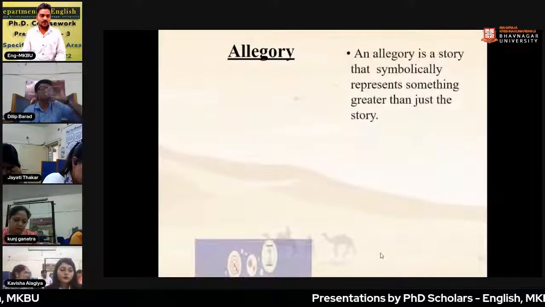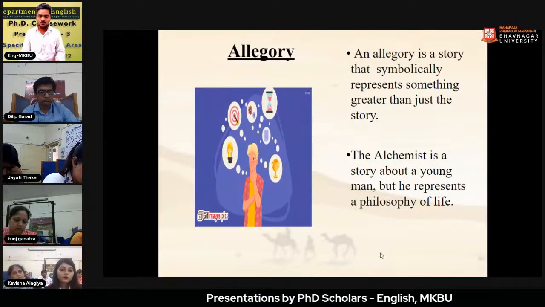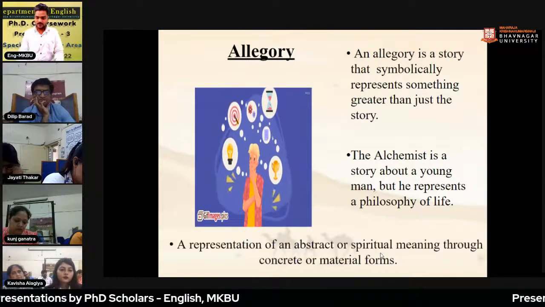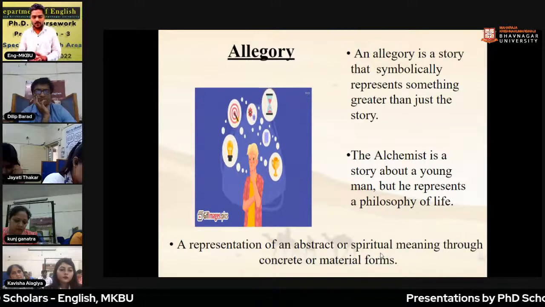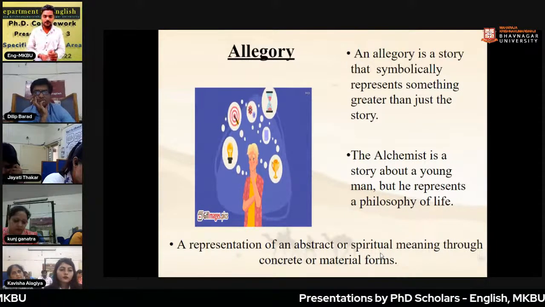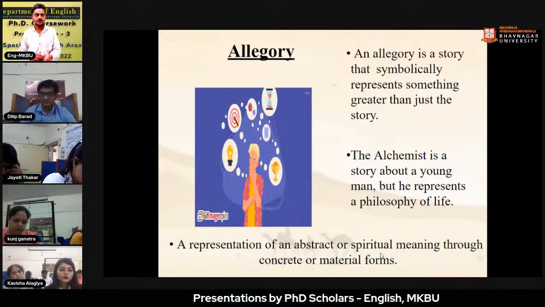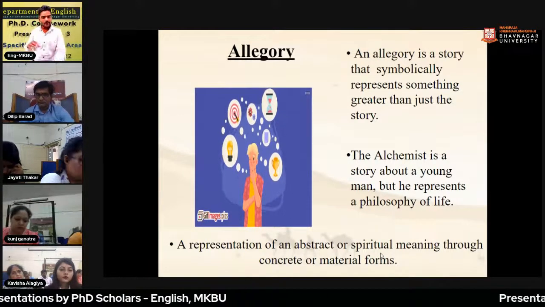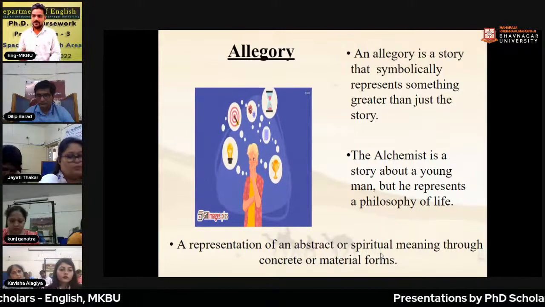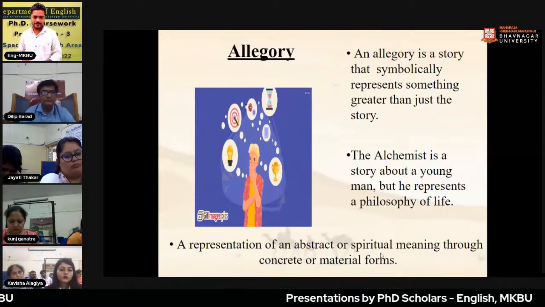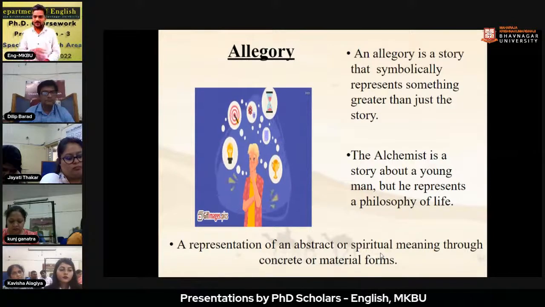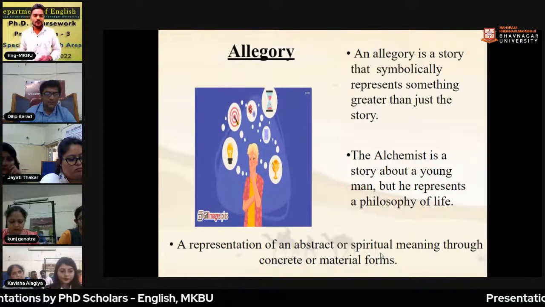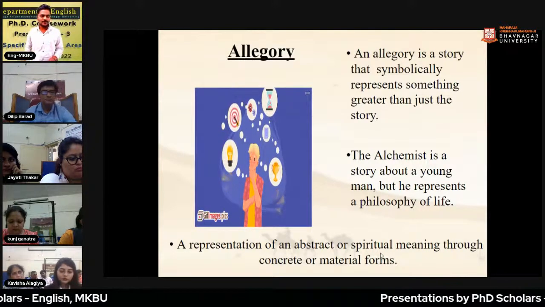Now, allegory. An allegory is a story that symbolically represents something greater than just the story. The Alchemist is a story about a young man, but it represents a philosophy of life. So in The Alchemist, we can see how to live our life. We cannot wait until the end of life. In Waiting for Godot, we see that Godot will come and do everything, but that does not happen. Godot never comes. We have to search for our life within us.